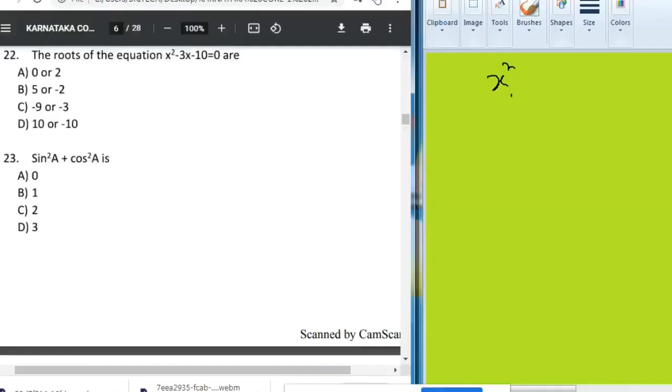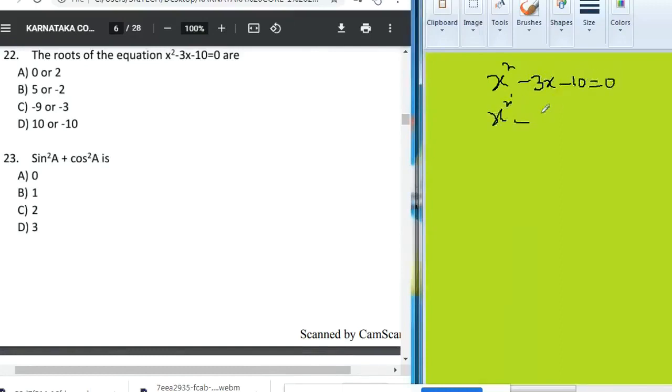Moving on to the 22nd question. The roots of the equation x square minus 3x plus 10 is equal to 0 are. So there are 4 options. We are going to find out the correct option among the 4. To find the roots of a quadratic equation, there are 3 ways. One is completing the square method, formula method, and factorization method. We are going to use factorization, which is the simplest method out of the 3. x square minus 3x minus 10 is equal to 0.